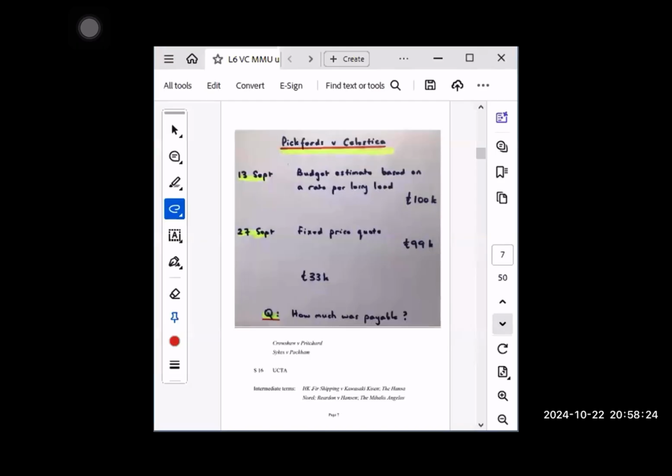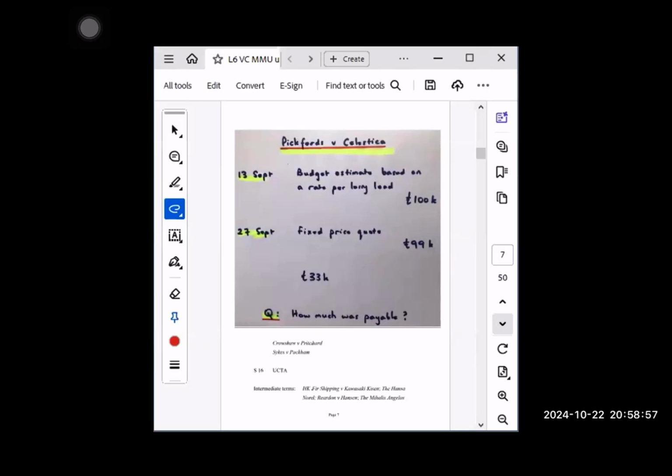What is clear is that if the method of calculating the price is clear, the estimate can be a firm quote, a firm offer. See, in Pickfords against Celestica, the price was based on a rate per lorry load. So the parties don't know exactly how many lorries are required, but they are agreed on the price calculation. So the rate per lorry load would be a firm quote.